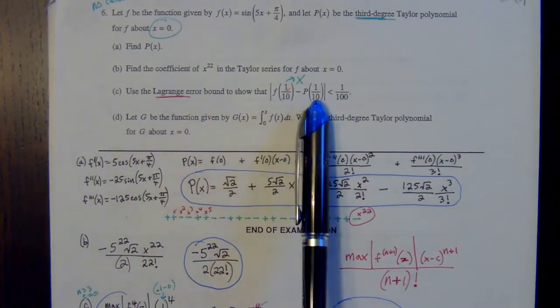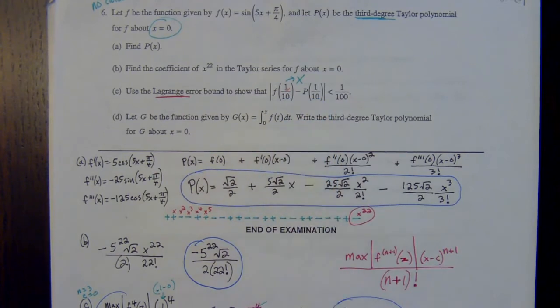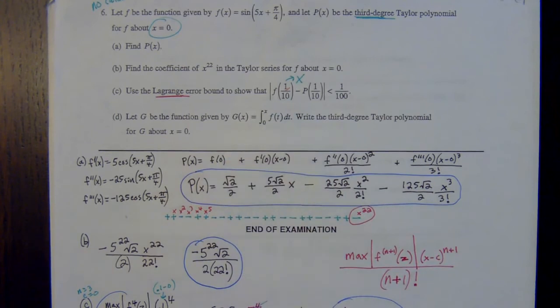And it's talking about the difference between the estimate, like P of 1/10, where you take the 1/10 and plug it into your Taylor polynomial, and alpha 1/10, where you plug it into the actual function. The difference between those is the error that your answer is going to be off by right there.